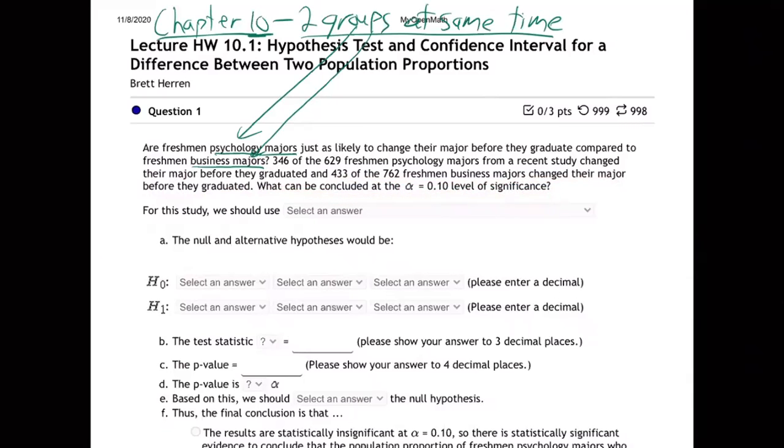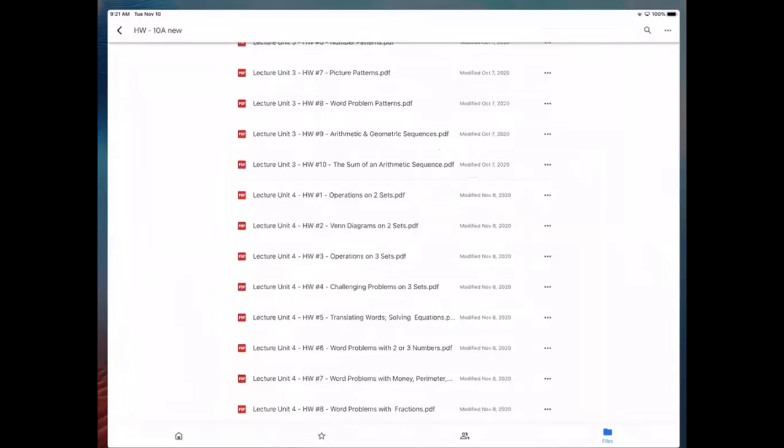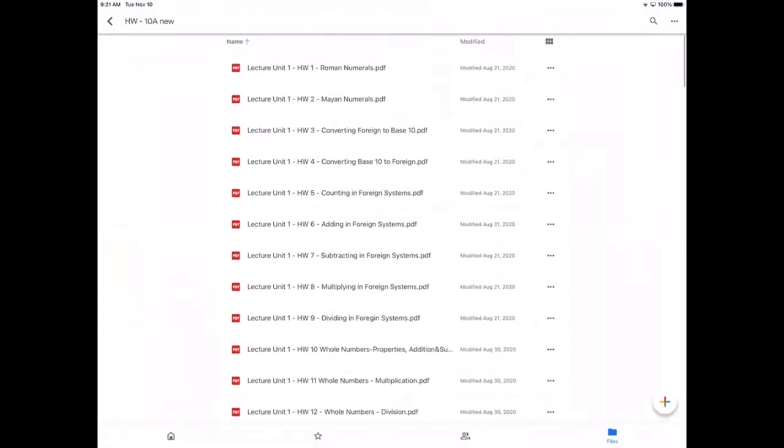Okay, so they did a little study, right? They grabbed some freshman psych majors and some freshman business majors, and they're trying to do a little study to figure out who's more likely to change their major. All right. So you know what we're doing here. What do we always do first? Let me go grab the notes with you. The exam 4 notes. Let me grab it.